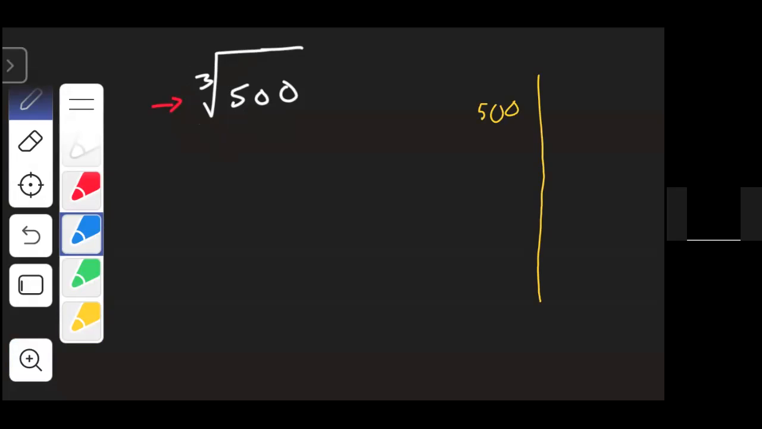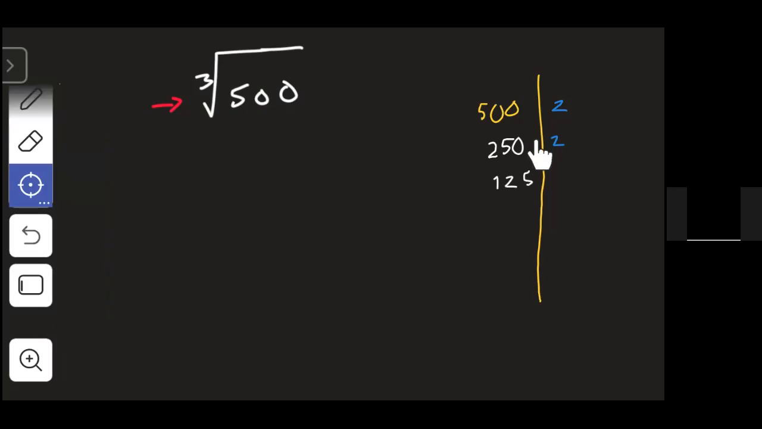So we'll start off with the first prime number, 2. What is half of 500? 250. 250, thank you. What is half of 250? 125. 125, that's correct.